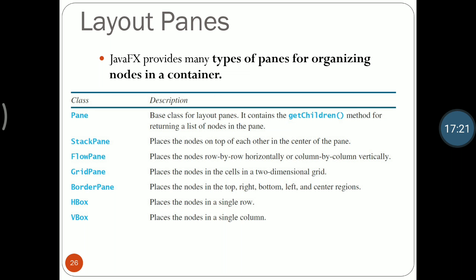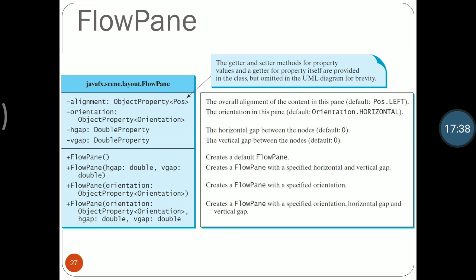HBox places the nodes in a single row. VBox places the nodes in a single column. HBox means horizontal box and VBox means vertical box. First one is FlowPane.